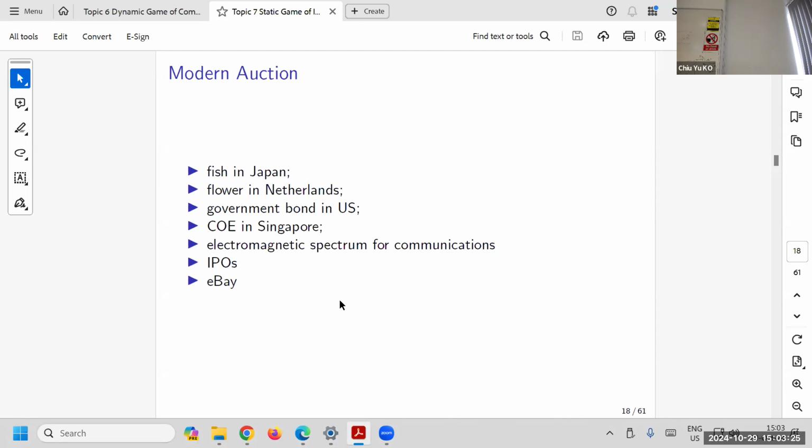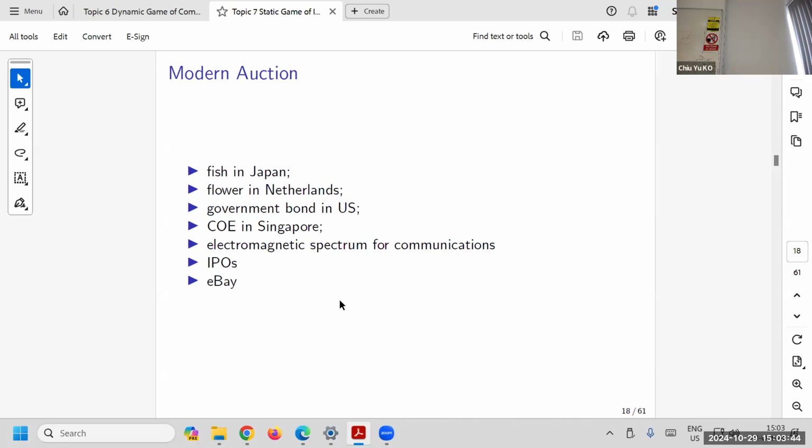So the bonds in the US market are also sold by auction. And there's the COE, the Certificate of Entitlement, which is for owning a car in Singapore, or I think in Beijing or Shanghai, I don't know. They also do auctions as well.